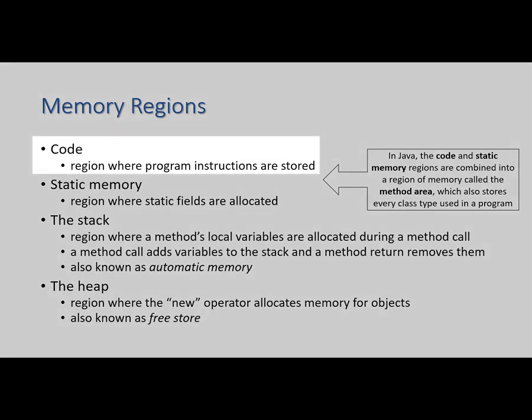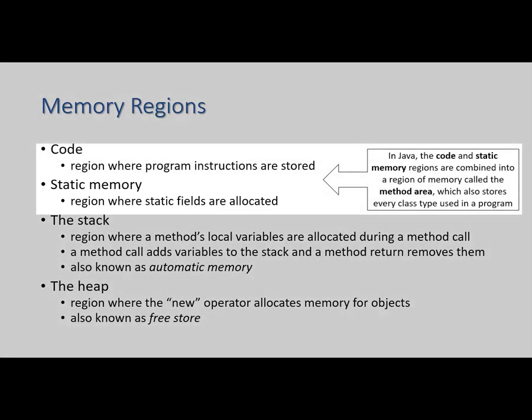The region where program instructions are stored is known as the code region. The region where static fields are allocated is called static memory. The name static comes from these variables not changing. Static means not changing. They are allocated once and last for the duration of a program's execution, their addresses staying the same.